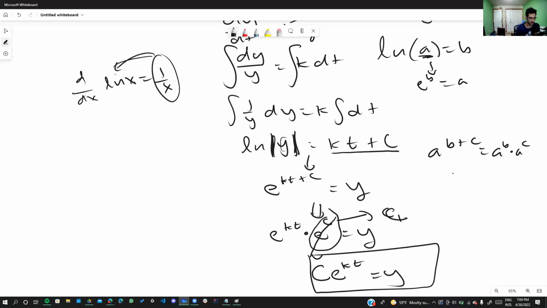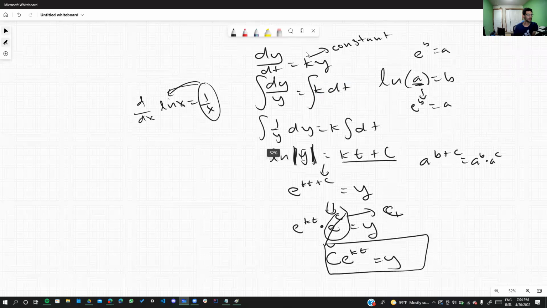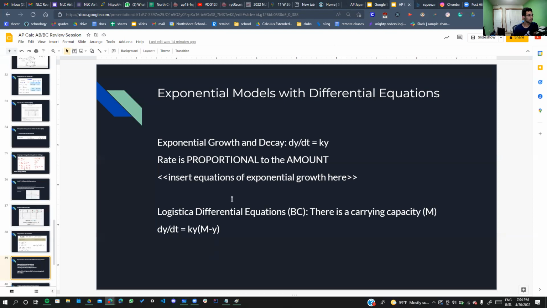And this is the function of exponential growth. If you have a rate that's proportional to the amount, this is the equation that satisfies it. So that is the differential equation right over here. All right.